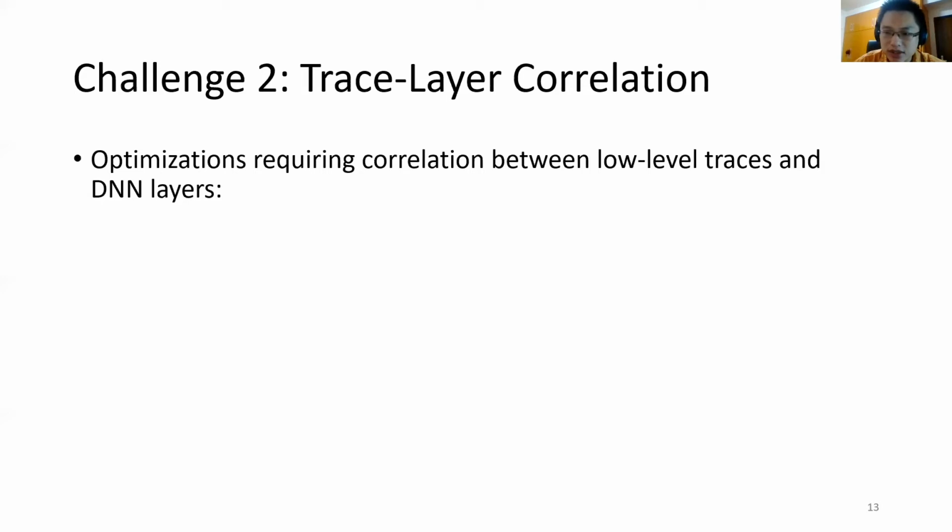And the second challenge we need to address is the correlation between the low-level traces and DNN layers. This is required because DNN optimizations might operate at kernel level, but require the knowledge of DNN topologies at the same time. So for example, one way to improve the training of a convolutional network is to fuse a convolutional layer with the activation layer. Unfortunately, the kernel level traces have no domain knowledge. Therefore, we have no idea which traces belong to which layer.